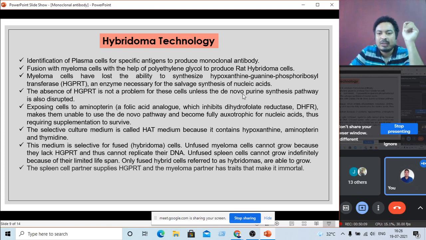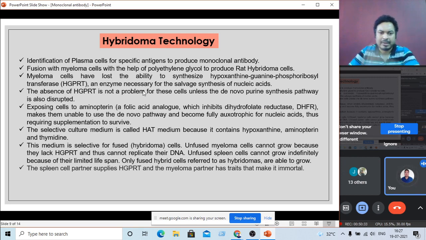If you block this pathway also, then all the myeloma cells die. That means they can survive by this alternative mechanism. Okay. Now, how can we block this pathway? We can block this pathway with a particular molecule, and this molecule is called aminopterin.